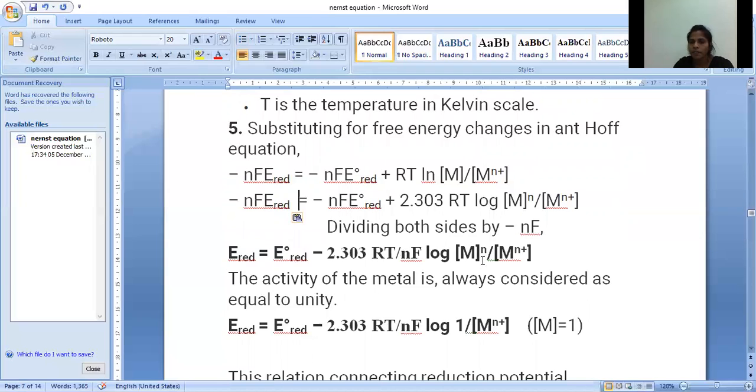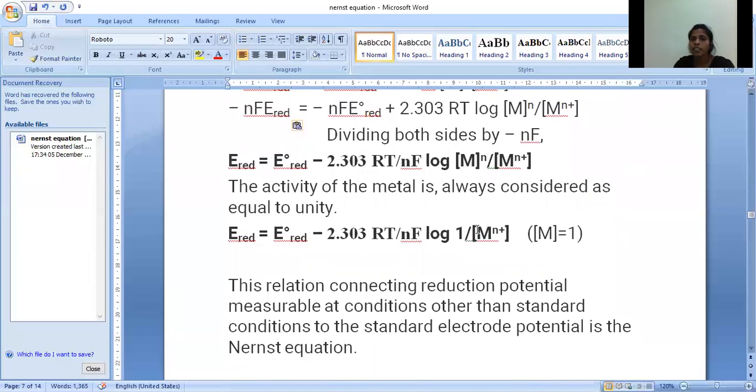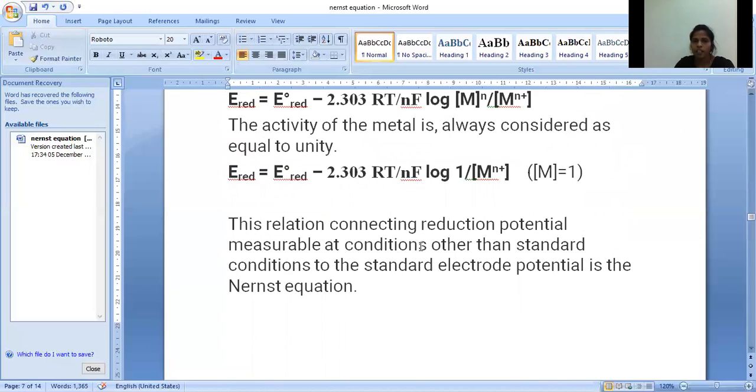When we substitute the metal concentration as 1, we get E red is equal to E naught red minus 2.303 RT by nF log 1 by M n plus. This is the derivation of the Nernst equation. This relation, connecting the reduction potential measured at conditions other than standard conditions to the standard electrode potential, is the Nernst equation. Simply, it is a relation between the electrode potential at non-standard conditions and the electrode potential at standard conditions.